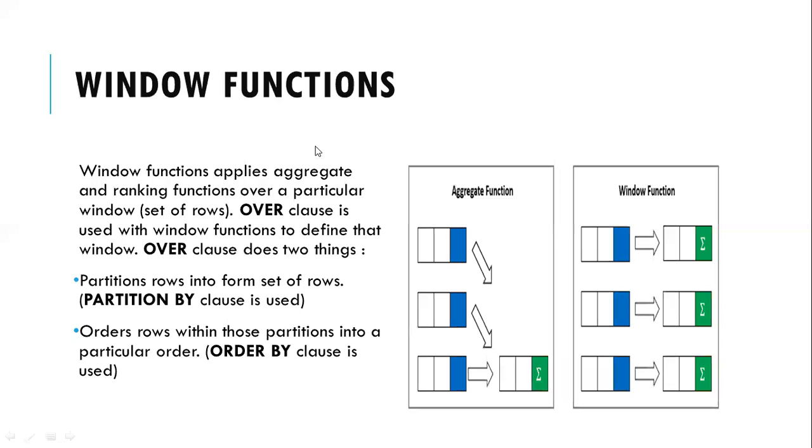Now we will discuss window functions. Window functions apply aggregate and ranking functions over a particular window set. Over clause is used with the window functions to define that window. Over clause does two things. First, it partitions rows into sets of rows. Partition by clause is used for this purpose. Second, it orders rows within those partitions into a particular order. For this purpose, order by clause is used. This diagram shows the basic difference between aggregate function and window function.